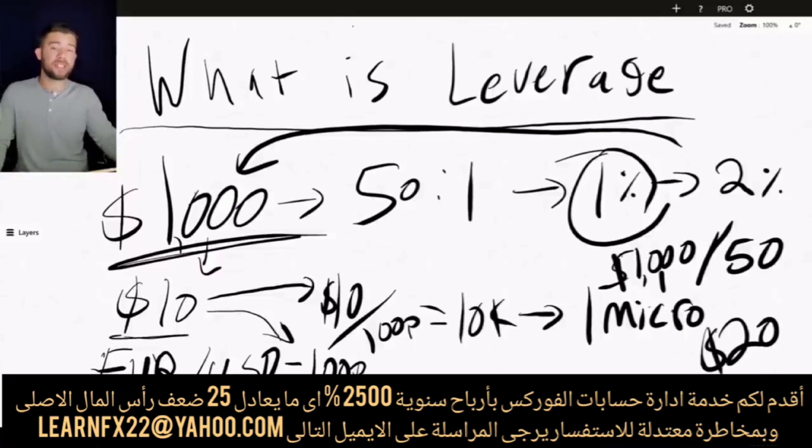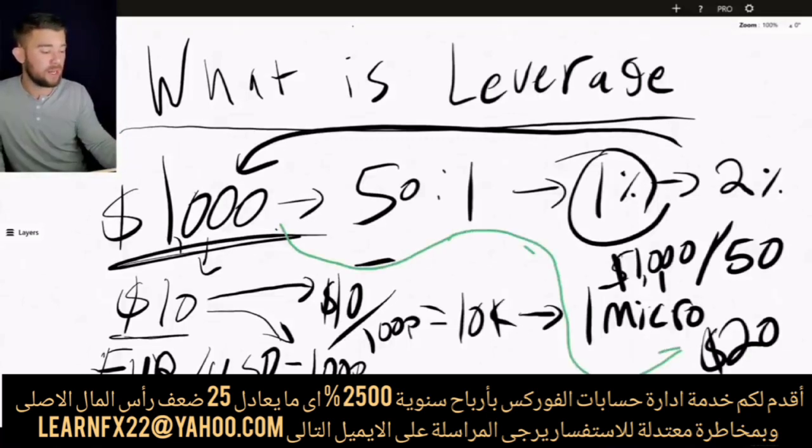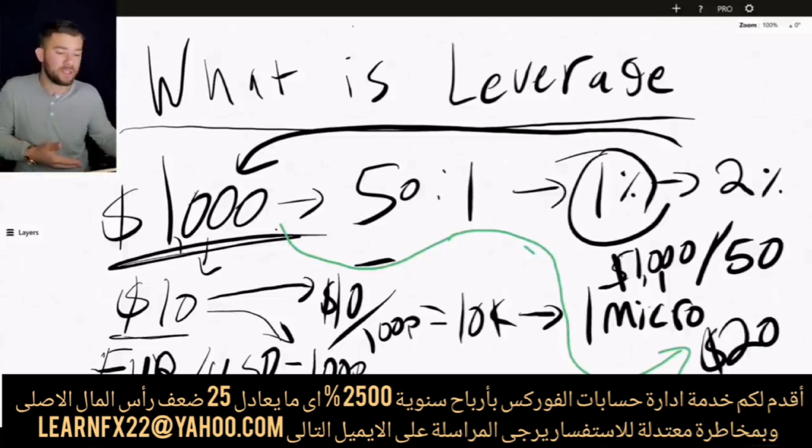What this means is that instead of costing me my full account of $1,000 in order to place this trade, it now only costs me $20. So instead of $1,000 on this trade, I've only had to put up the deposit of $20.